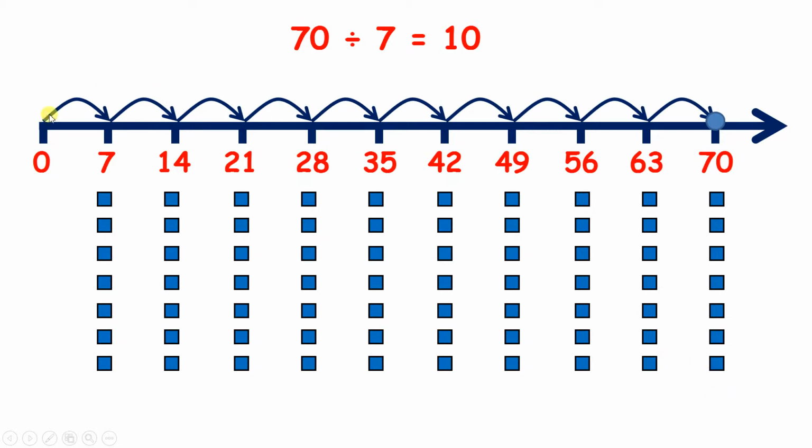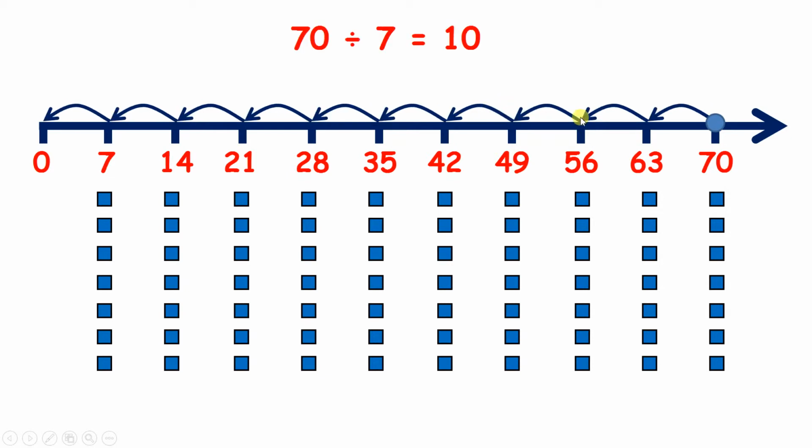So we've been looking at division as counting forwards, but that isn't really what division is. Really, multiplication is counting forwards, or repeated addition, but division is repeated subtraction. So 70 divided by 7 is 10, because if we start on 70 and we take away 7 each time, we'll need 10 jumps to get to 0.